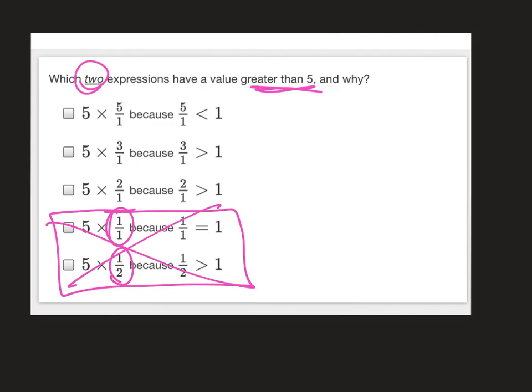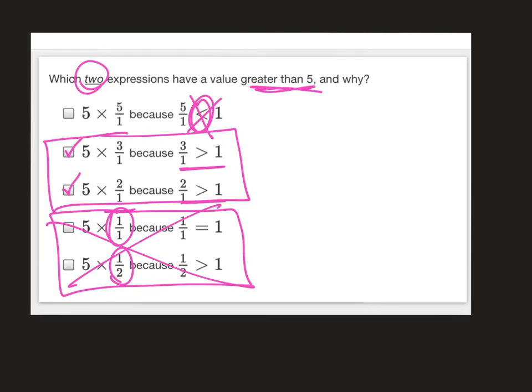The top 3 could possibly be my answer, but remember we have to also look at the explanation if they have that attached. So when I look at choice A, it says 5 times 5 to the first is going to make it greater than 5 because 5 over 1 is less than 1. Well, right there, that doesn't make any sense. 5 is definitely not less than 1. So that's what makes this answer not the answer to the question. And if you notice, this also works. So that means these bottom two are your correct answers.